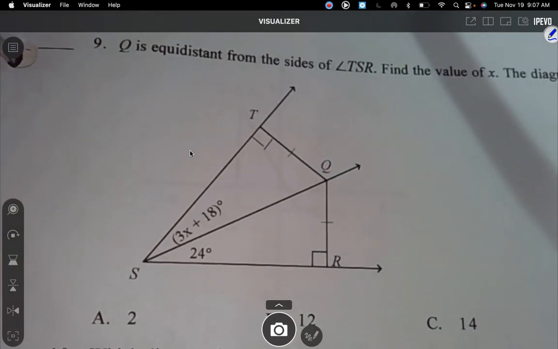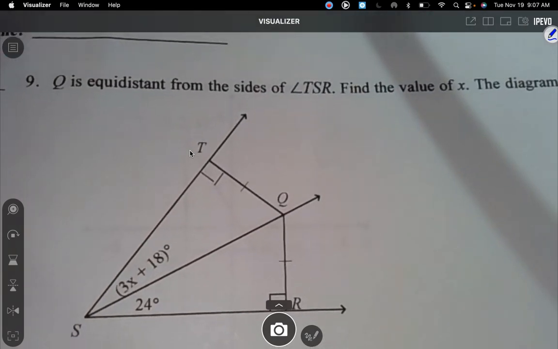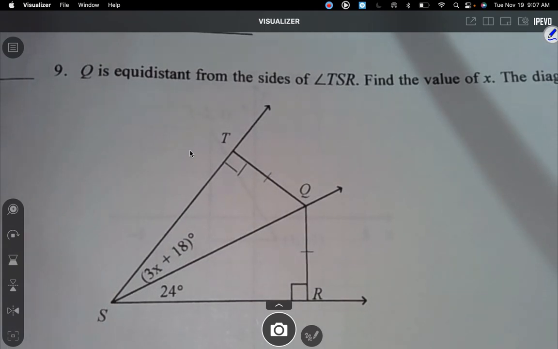Okay, so what would you do on this one though? Set them equal and solve, and all it's asking for on this one is X. So that one would be your answer.